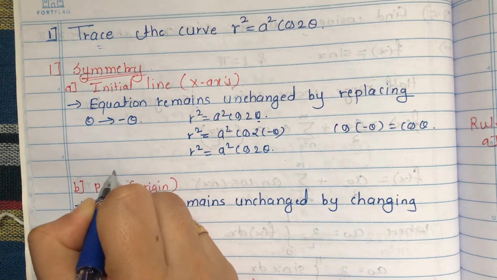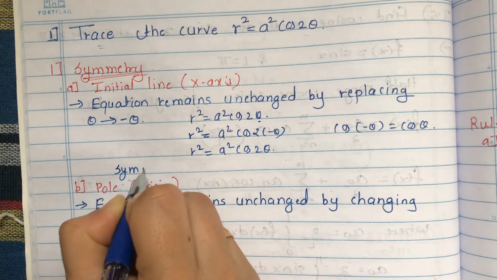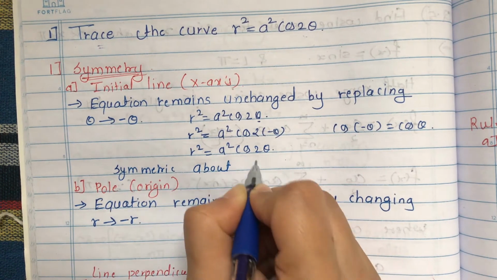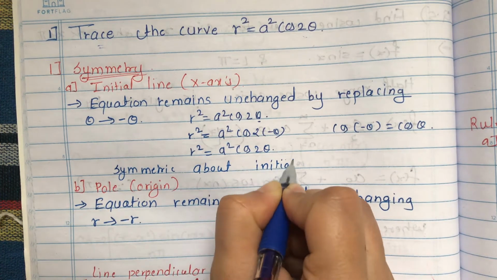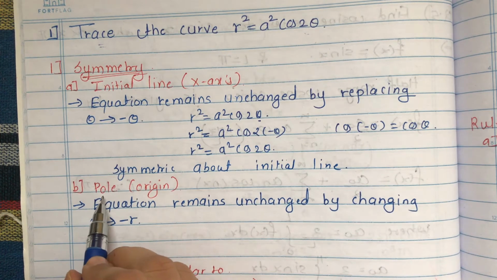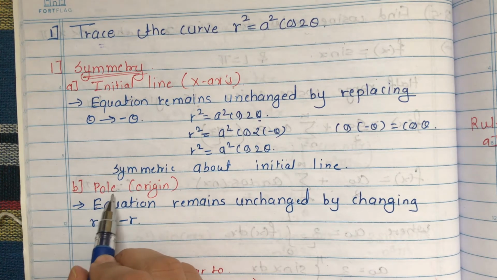So we'll write here it is symmetric about initial line. Next we'll check whether the curve is symmetric about the pole or not.